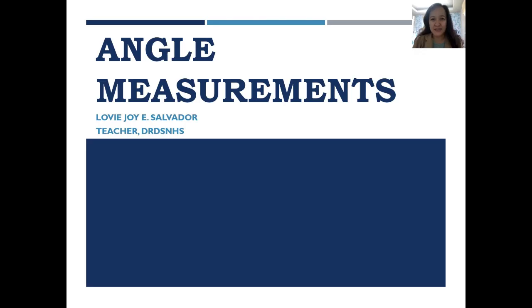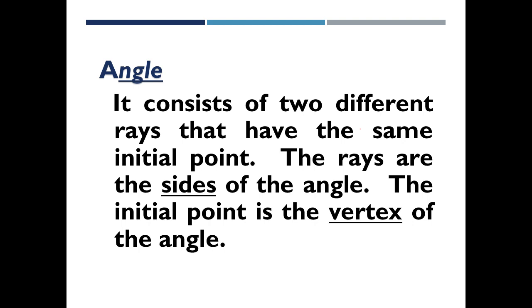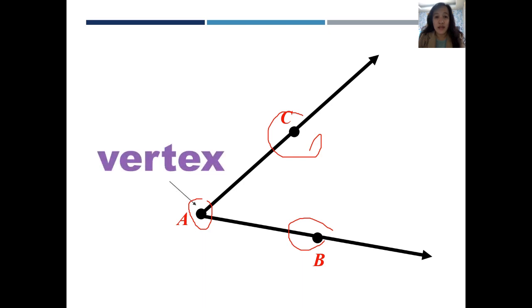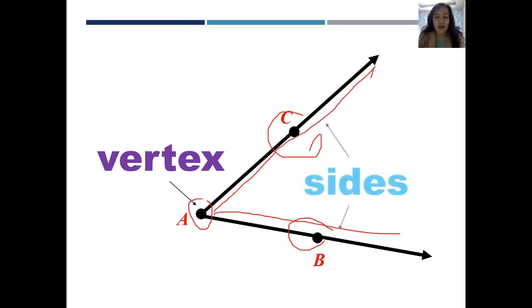Angle measurements. An angle consists of two different rays that have the same initial point. The rays are the sides of the angle. The initial point is the vertex of the angle. The figure on the screen is an example of an angle. As you can see, we have 3 points here: point A, point C, and point B. Point A is the vertex of this angle, while ray AC and ray AB are the sides of the given angle.